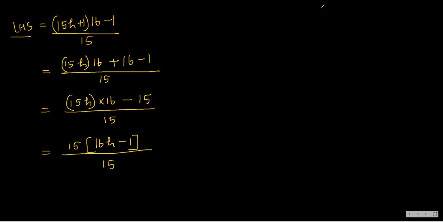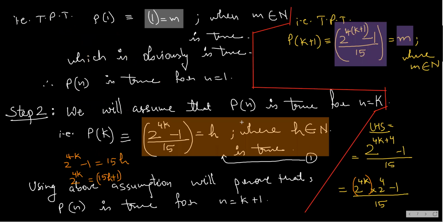Okay, so what happens next? This 15 and 15 cancel, and see what am I left with? I am now left with 16h minus 1. Now tell me, what is h? H is a natural number. See, look at this. You have already written here that h is a natural number.